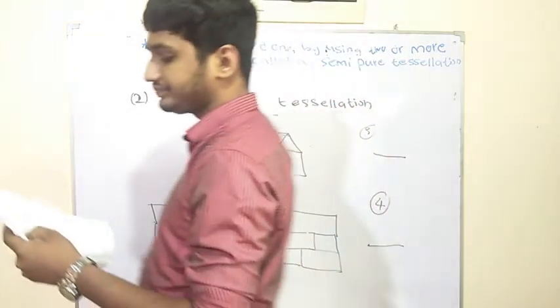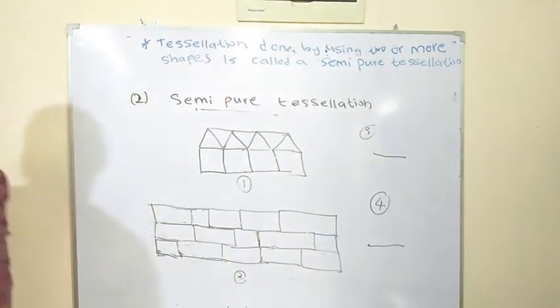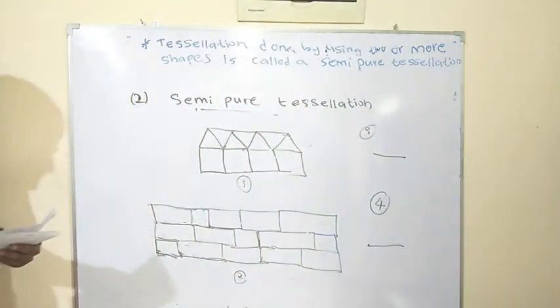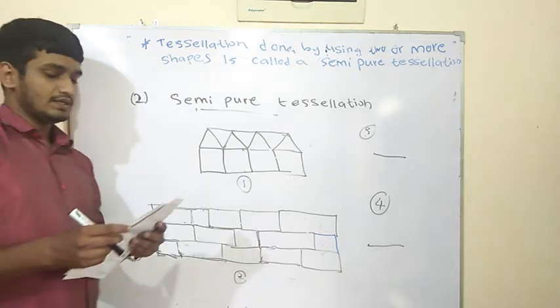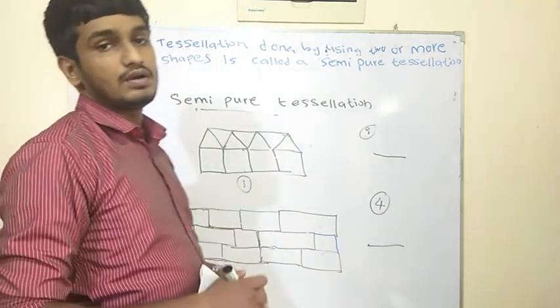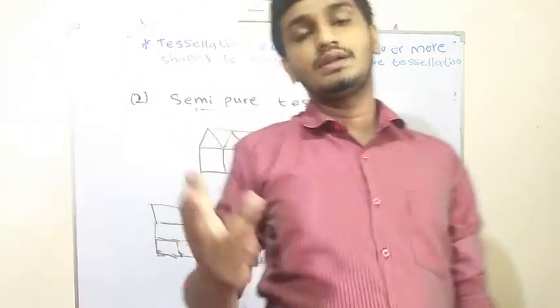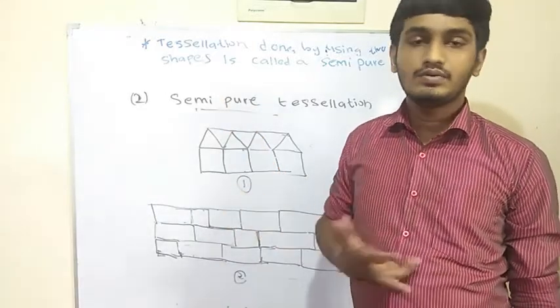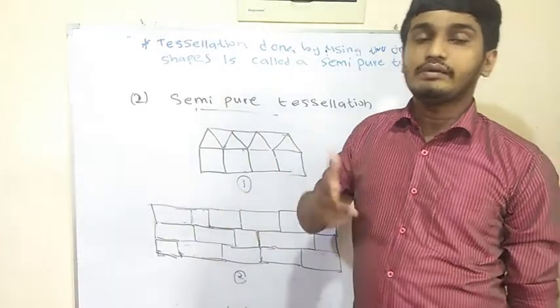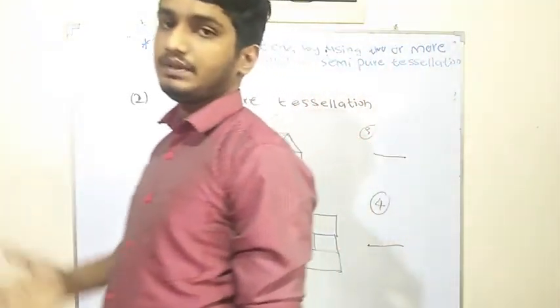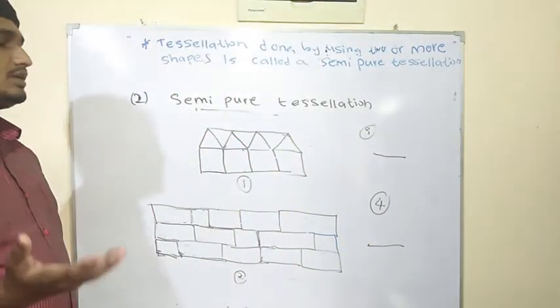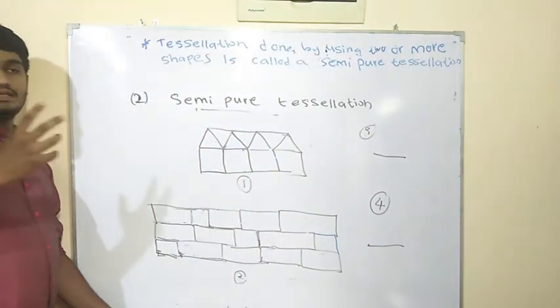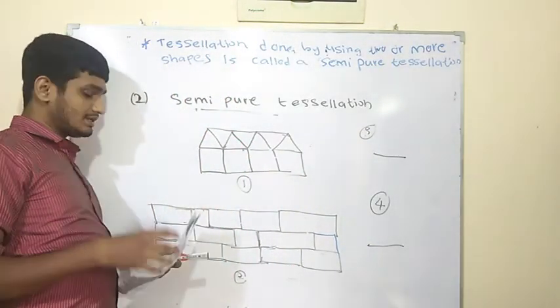Number 2. They ask the question: name 2 places with tessellation in nature. In religious places, grounds, in floor designing. You can see the places where this tessellation can be seen.